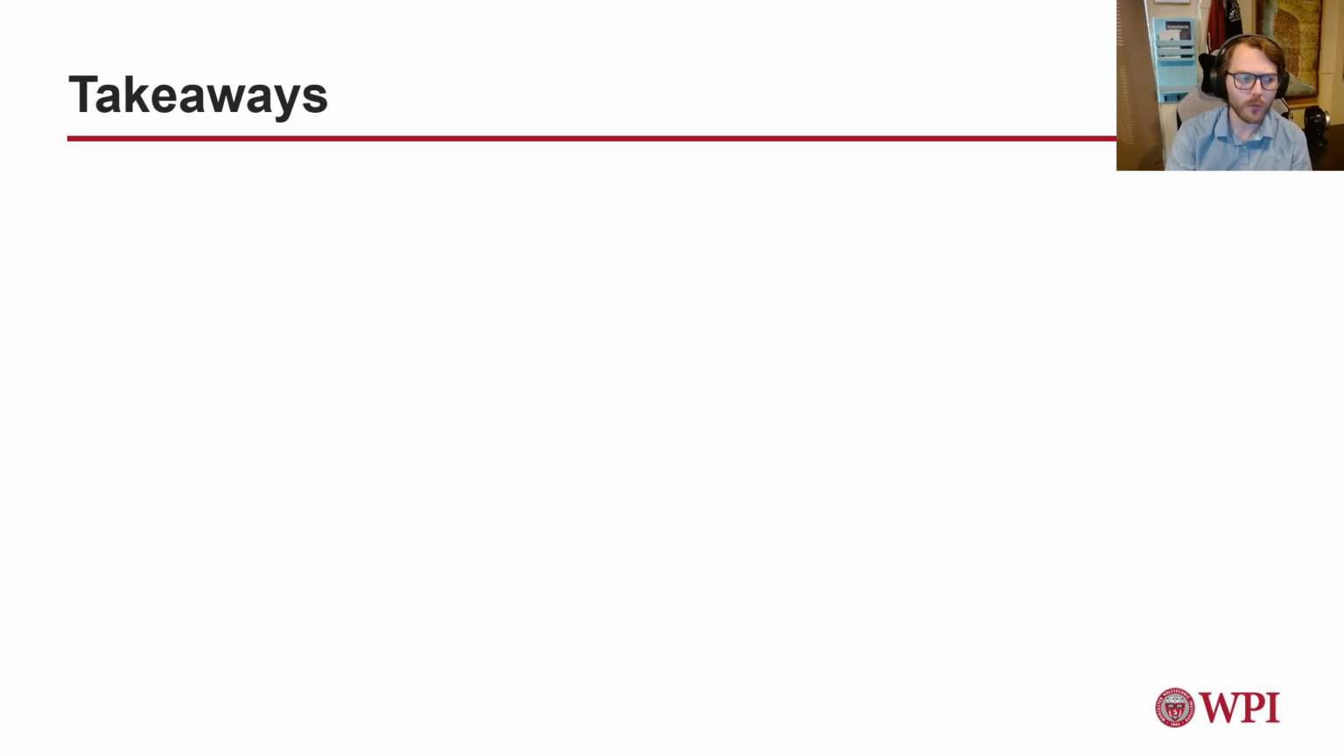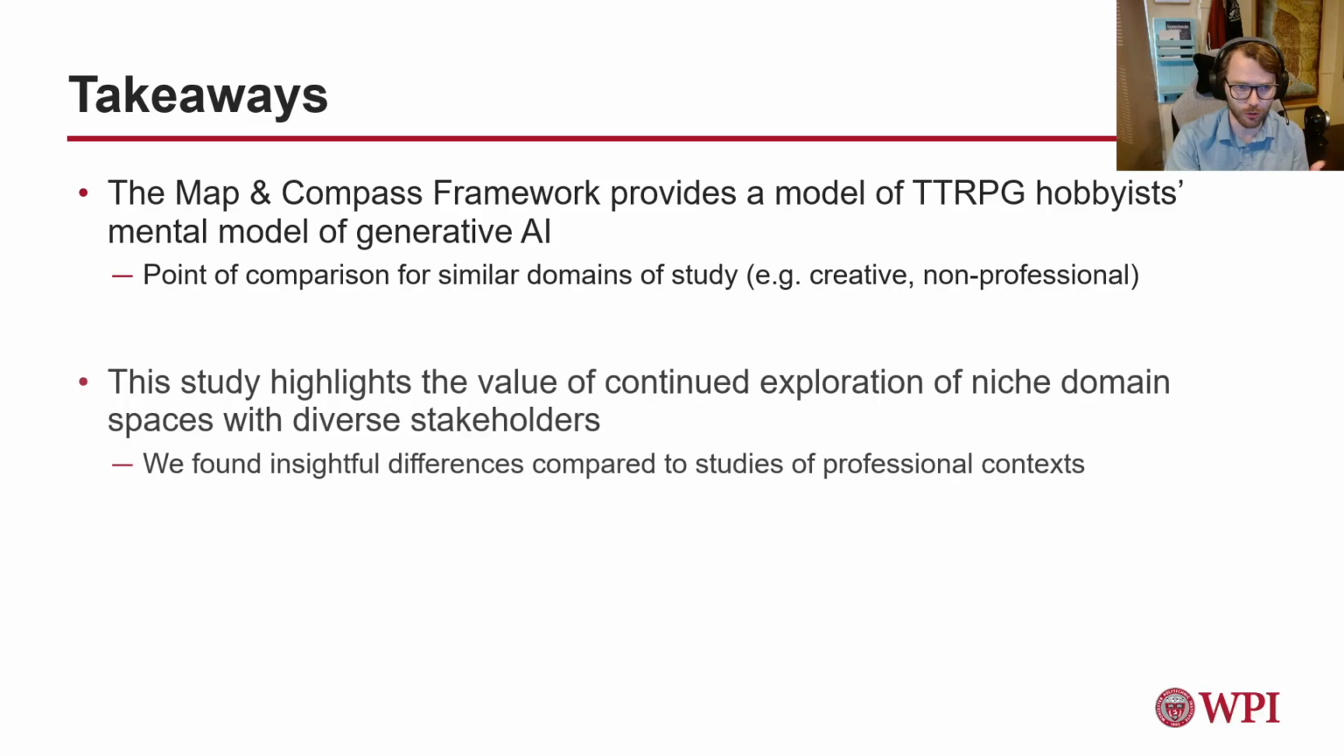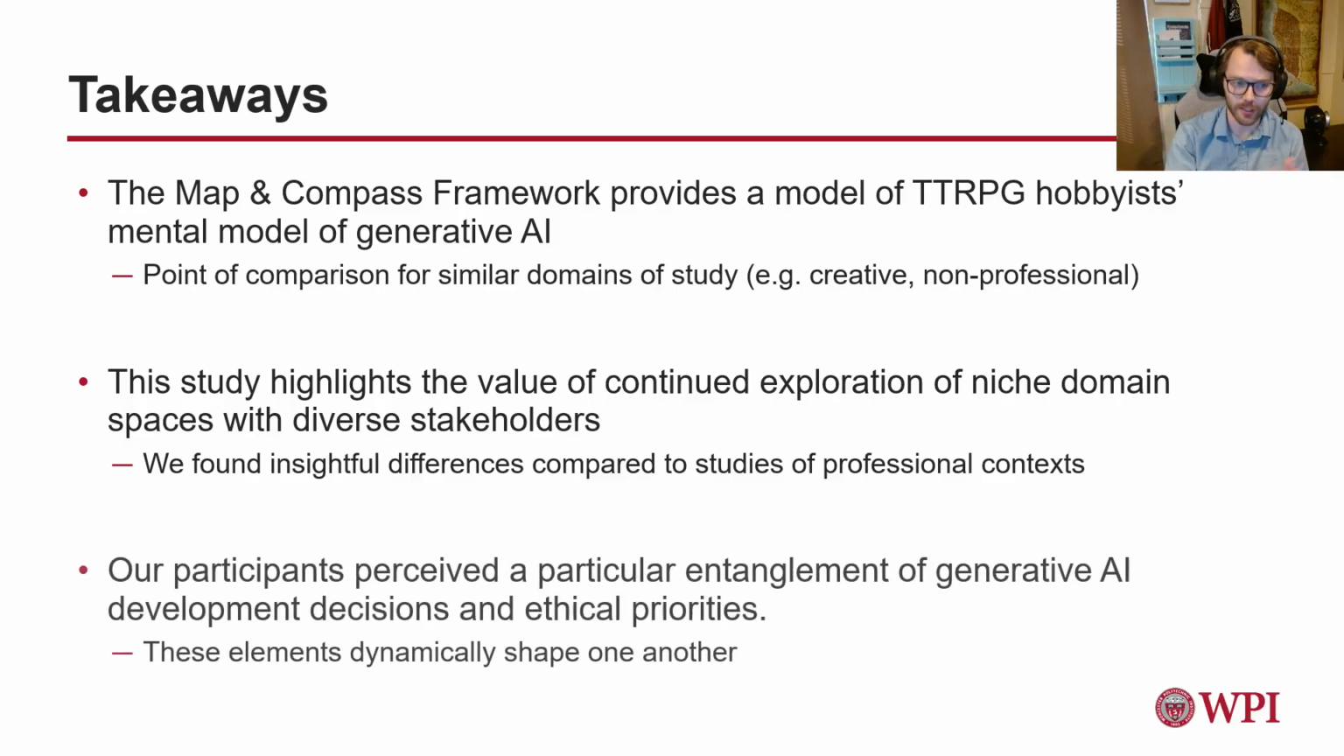So the key takeaways here: the Map and Compass framework provides a model of tabletop role-playing game hobbyists' mental model of generative AI, and in doing so, it provides a point of comparison for similar domains of study that might be other non-professional creative domains. This study in particular highlights the value of continued exploration of niche domain spaces with diverse stakeholders. For example, we found really insightful differences compared to studies of professional or corporate workplace contexts.